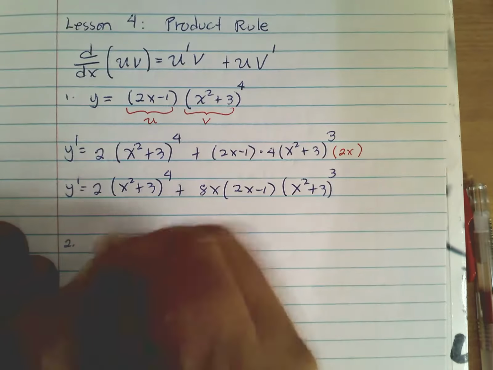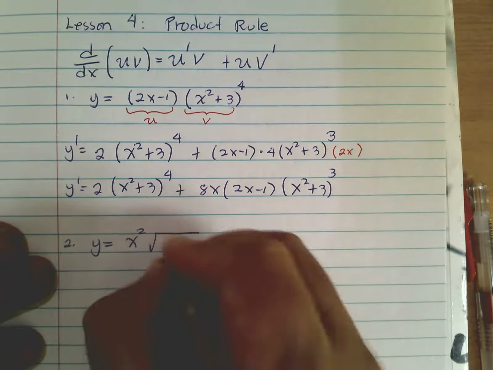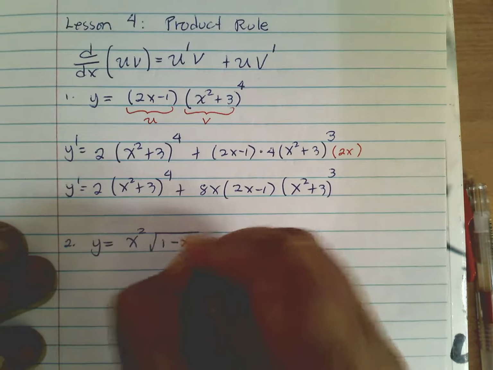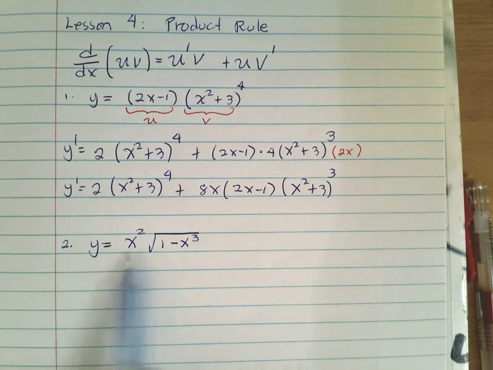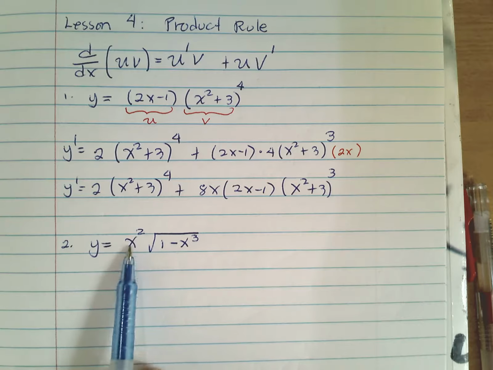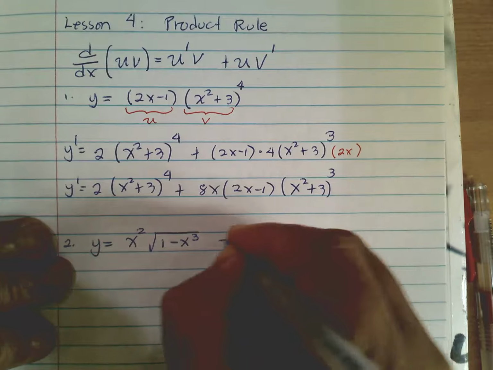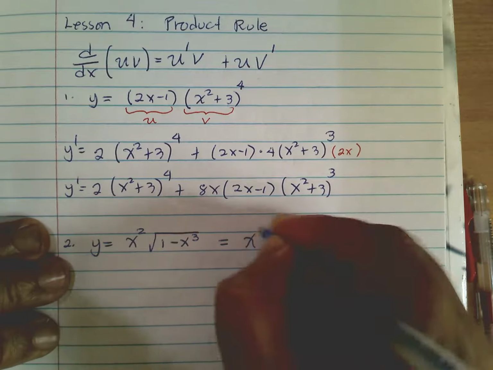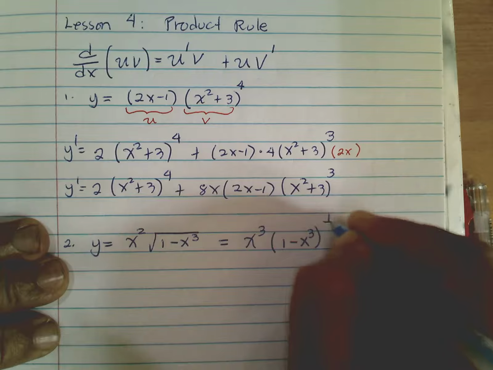Example number 2. Suppose that my y is equal to x squared times the square root of 1 minus x cubed. In this case, you need to look at what the operation is between these two functions. This one means multiplication, of the function x squared and this function here. To see this clearly, we can rewrite this as (1 minus x cubed) raised to 1 half.